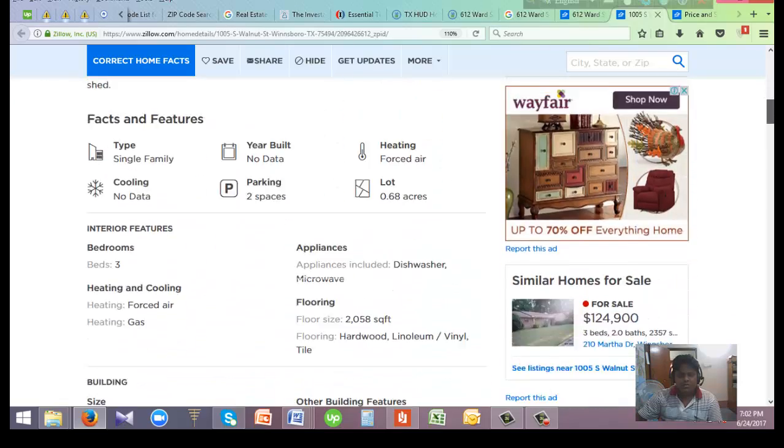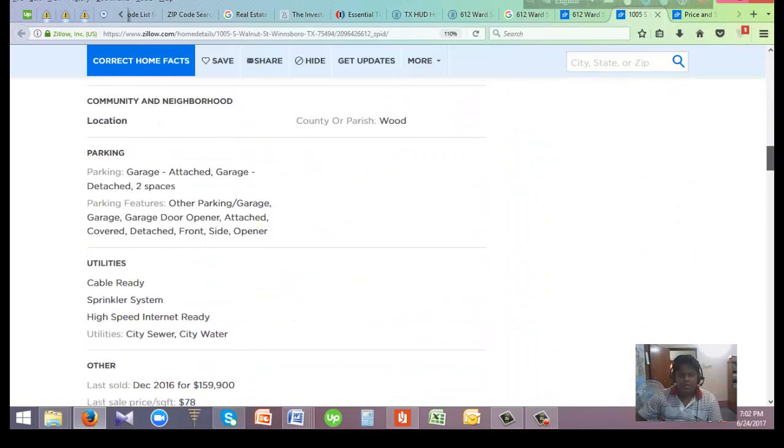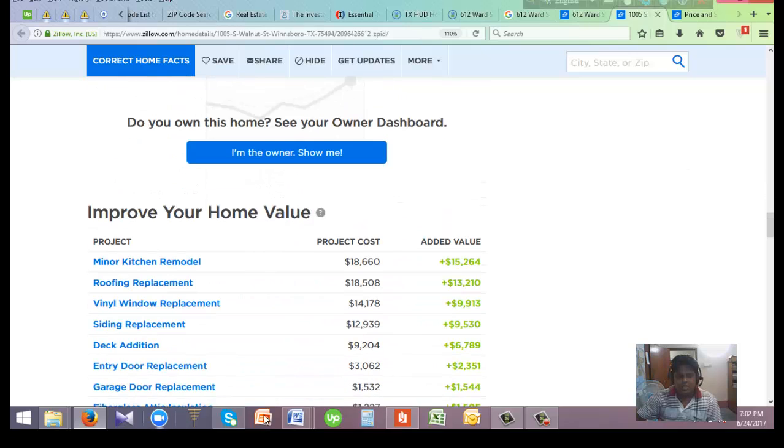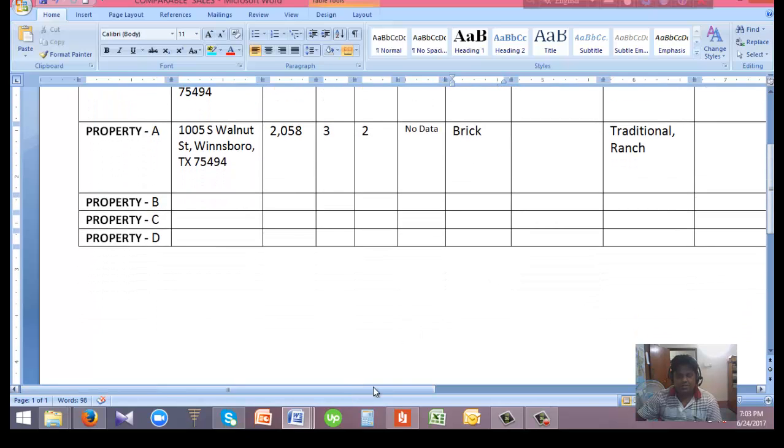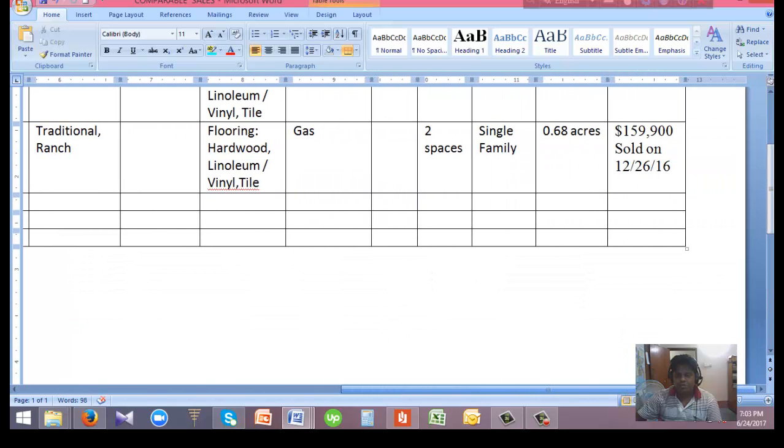We can get all of this information from here, all the research, and I have listed these features in my property section. All of this section's information is listed here. Here is the information about the sold property, all listed here.